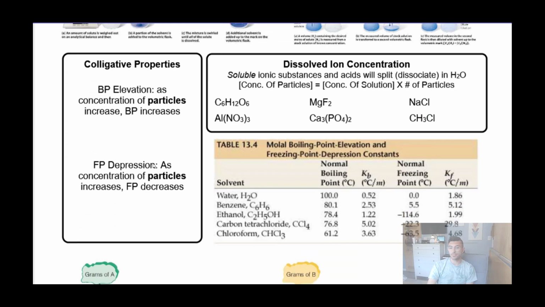The last thing we talked about and looked at was colligative properties. So colligative properties, remember, are properties of a solution that depend on not what the solute is, but how much of the solute is dissolved. It's only looking at how many particles are dissolved. And we focused on two colligative properties: boiling point elevation, the idea that as the number of dissolved particles increases in a solution, the boiling point is going to increase as well. And freezing point depression. As the concentration of particles in a solution increases, the freezing point is going to drop.